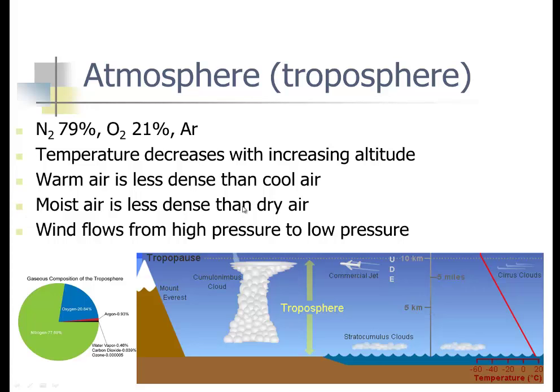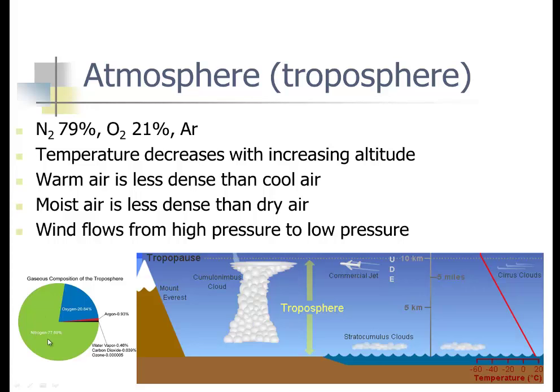Moist air is less dense than dry air, so that's why we get the clouds up here and no clouds down there. And the wind always blows from high pressure, where air starts to sink, and moves up in low pressure, where it cools and condenses and makes clouds.